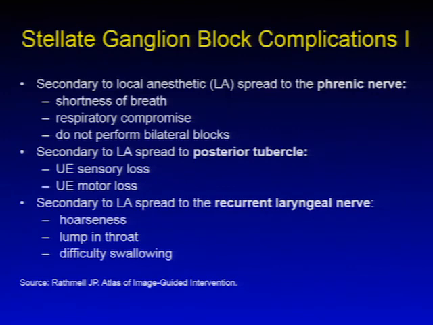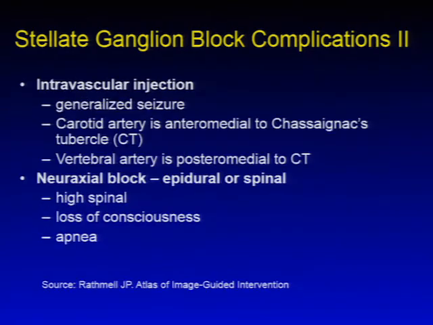Things that can occur with stellate ganglion blocks that can be normal and expected are local anesthetic spread to the phrenic nerve, such as shortness of breath, respiratory compromise. Therefore, bilateral blocks are not indicated. The spread of local anesthetic may also go to the posterior tubercle. That may result in upper extremity sensory loss and upper extremity motor loss. The spread of local anesthetic may also spread to the recurrent laryngeal nerve, where hoarseness, a lump in throat, and difficulty swallowing may occur. A lot of these types of problems are not life-threatening and are common.